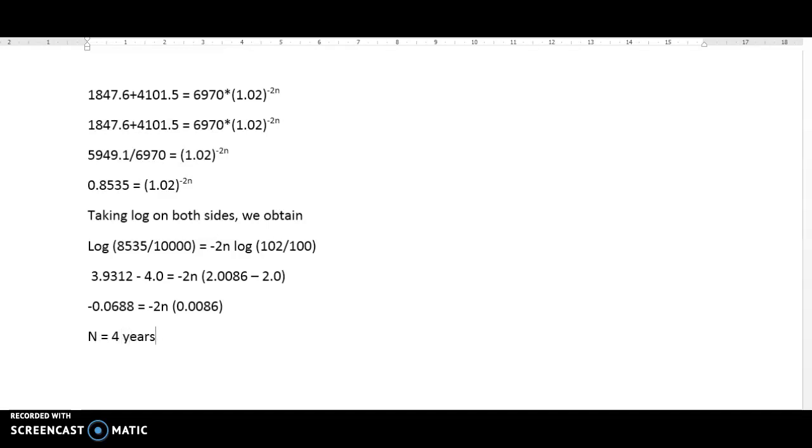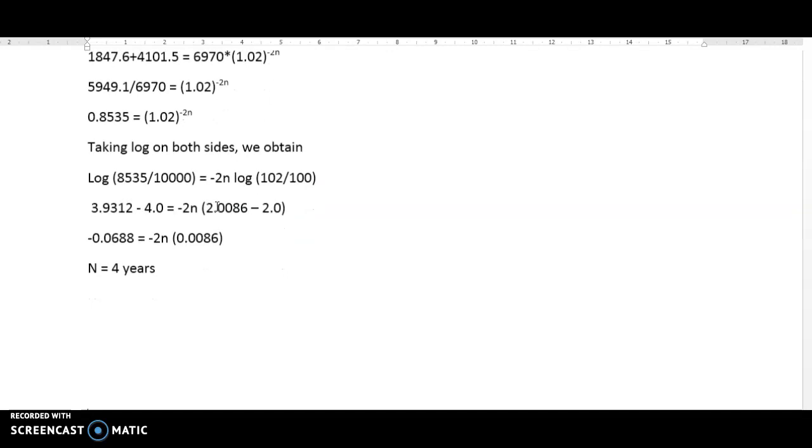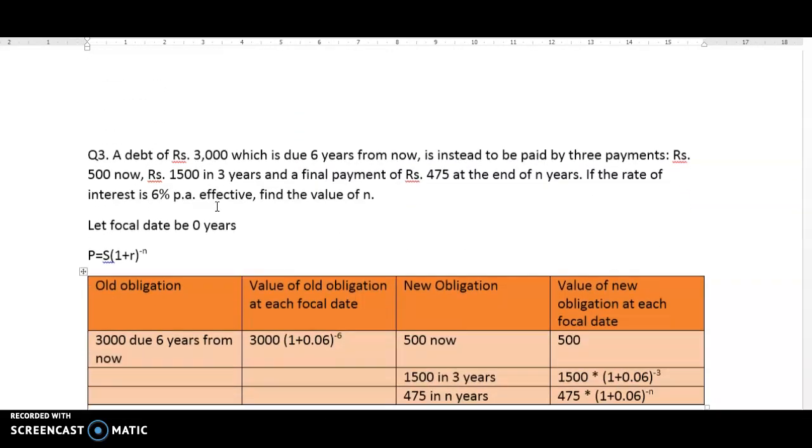So this is the value. Okay, so this is pretty simple. The only tricky part here was the log quotient rule and log power rule. Okay, so this is very simple. Now we'll quickly move to the next question, that is question number 3.